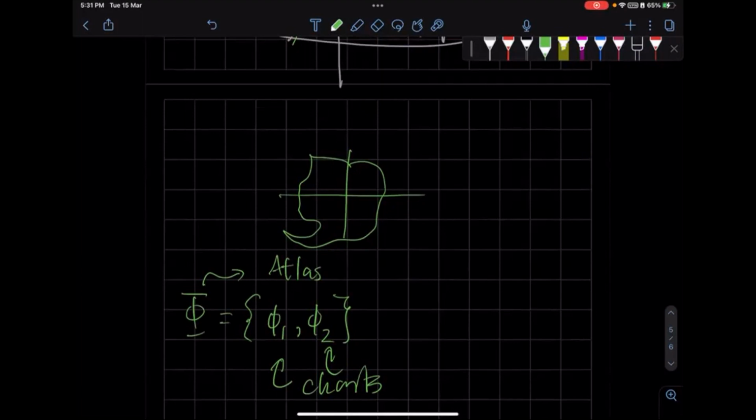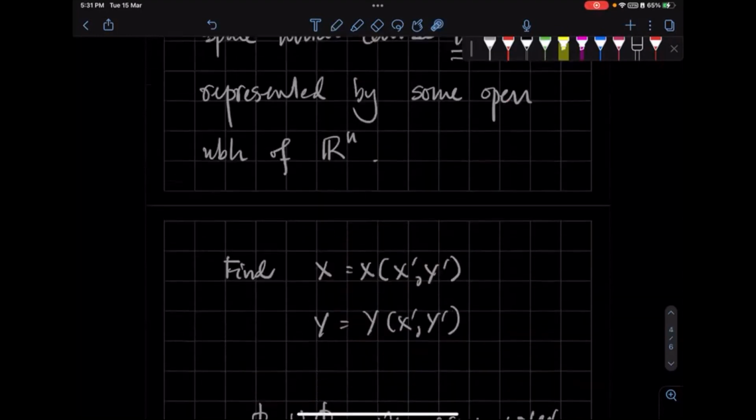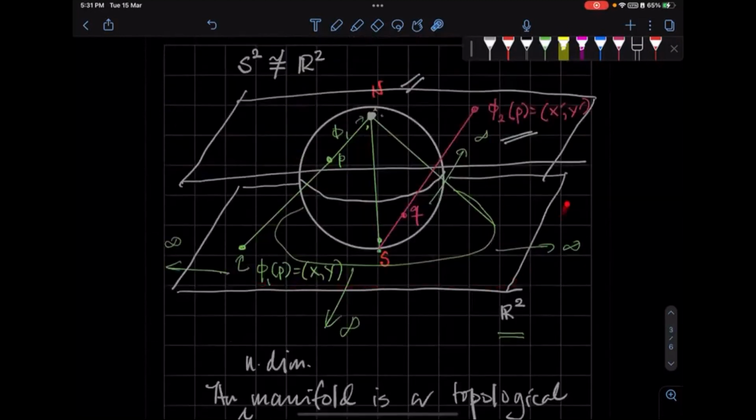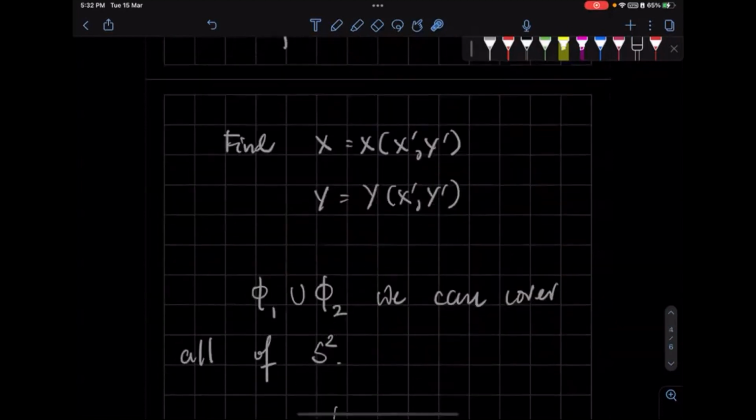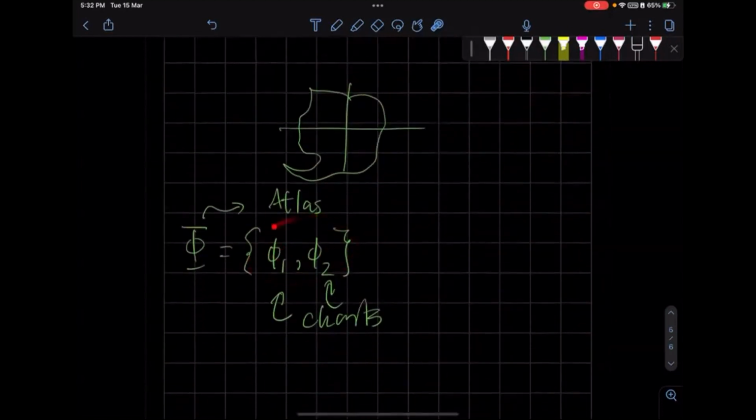Charts are just some plane or some topological object. A chart is essentially a projection onto some subset of Rn. So here, this is a chart, this plane. And the fact that we are mapping every point from the sphere onto this plane, that's a chart. The top part is another chart, and the fact that we are mapping all the points on the sphere except the South Pole onto this plane. So phi1 and phi2, these are the charts. And the collection of those charts that cover the whole S2, that is what we are calling an atlas.